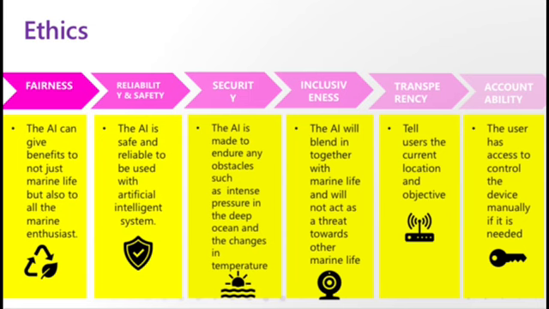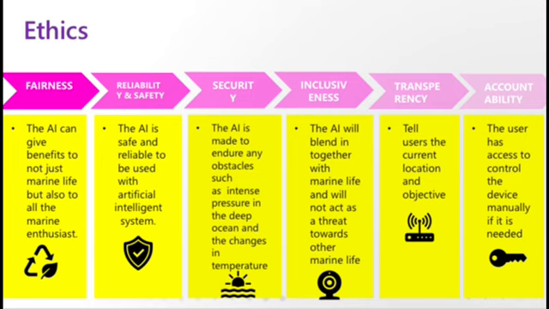Next is ethics. We have 6 compartments under ethics, which are fairness, reliability and safety, security, inclusiveness, transparency, and accountability. It is fair because the AI can give benefits to not just marine life, but also to all the marine enthusiasts and also maritime workers.